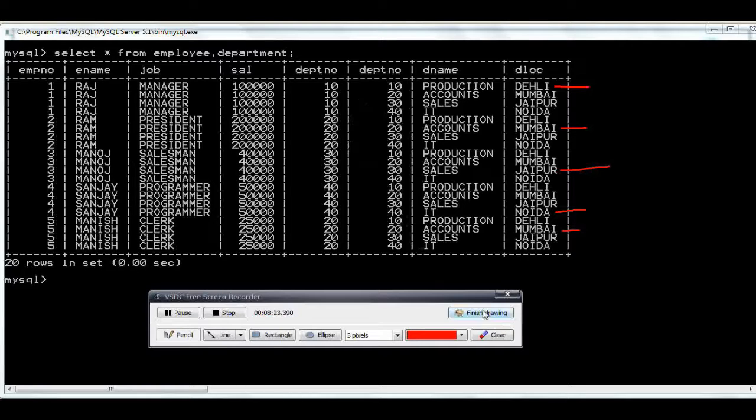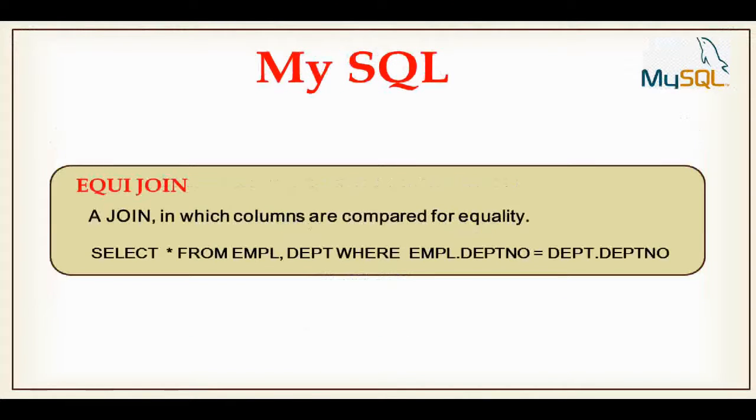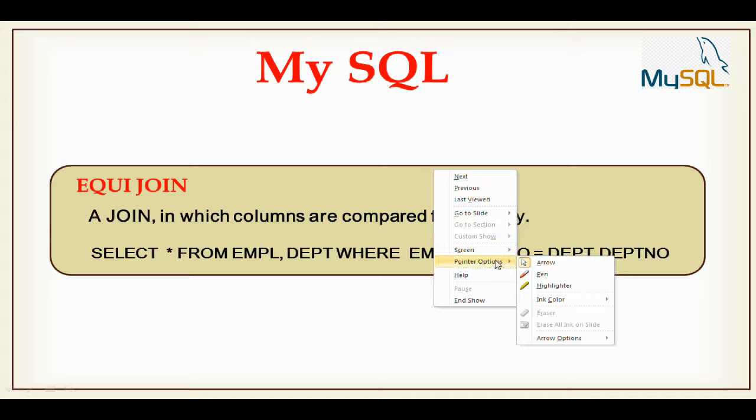So this is all about the Cartesian product. Now how can we get all the information that we require? For that we are moving to the next topic, the equijoin of our tables. An equijoin is a query in which the columns are compared for equality. Let us understand this more clearly with our example.